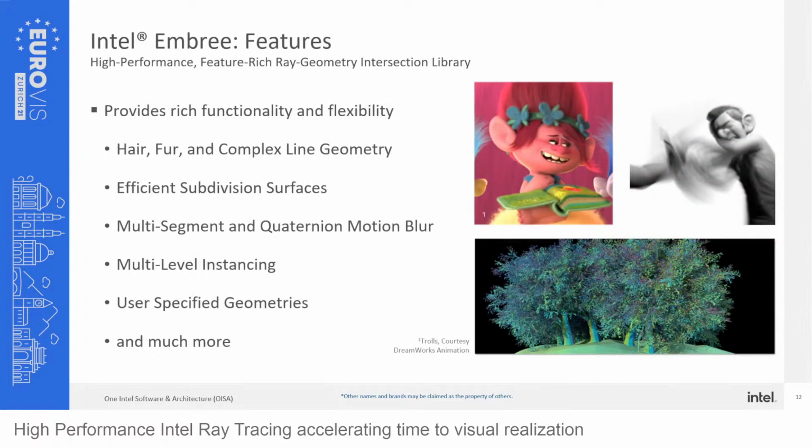And it has developed a uniquely robust feature set right out of the box. Key advanced features needed for production rendering include hair, fur, and complex line geometries. We also have efficient subdivision surfaces with displacement, multi-segment and quaternion motion blur, multi-level instancing, that is nested instances in instances, and as I said, the flexibility of user-specified geometries, along with many more which you can see on our webpage at www.embree.org, where you find a number of tutorials covering all the advanced features we support, such as closest point queries, vertex data interpolation, point geometries, and more.